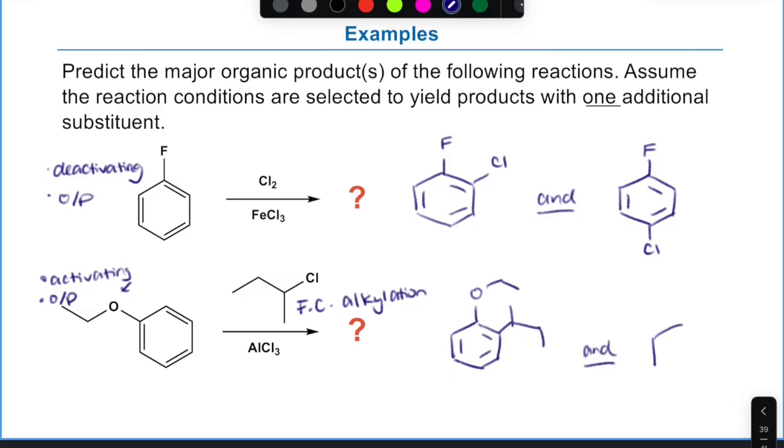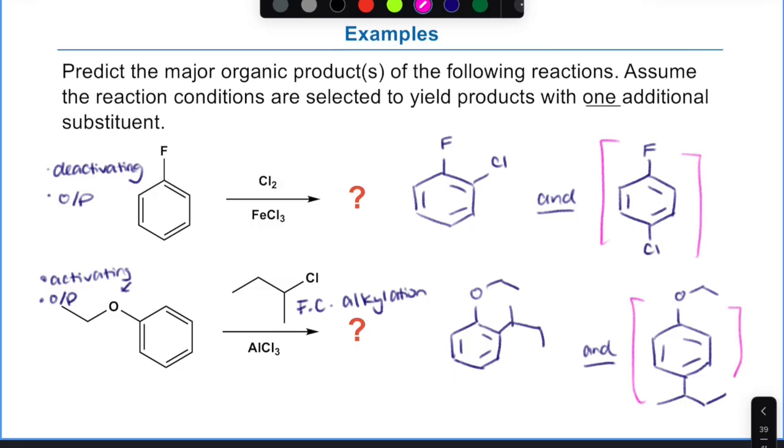We're probably going to get mainly para products for both of these just because sterics do play a role. So likely you're going to have a little bit more of the para for both of these. But again, you're going to get a mixture of all of these. So these are all going to be the major. And you will get meta, but in small amounts.